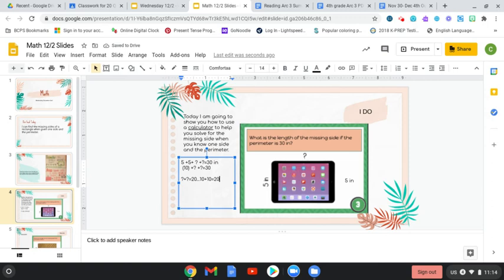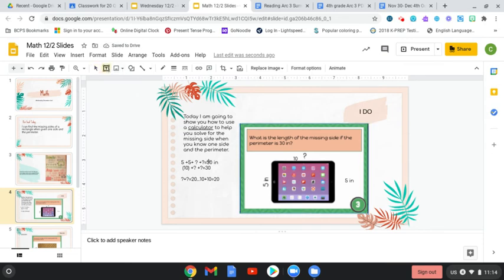Now, I know that both of these sides have to be the same length because this is a rectangle, okay? So what I'm going to do now is plug all these numbers in to see if that makes sense. So what I'm basically saying is that I think this side is 10. And because I think that side is 10, I'm saying that I think this side is 10.